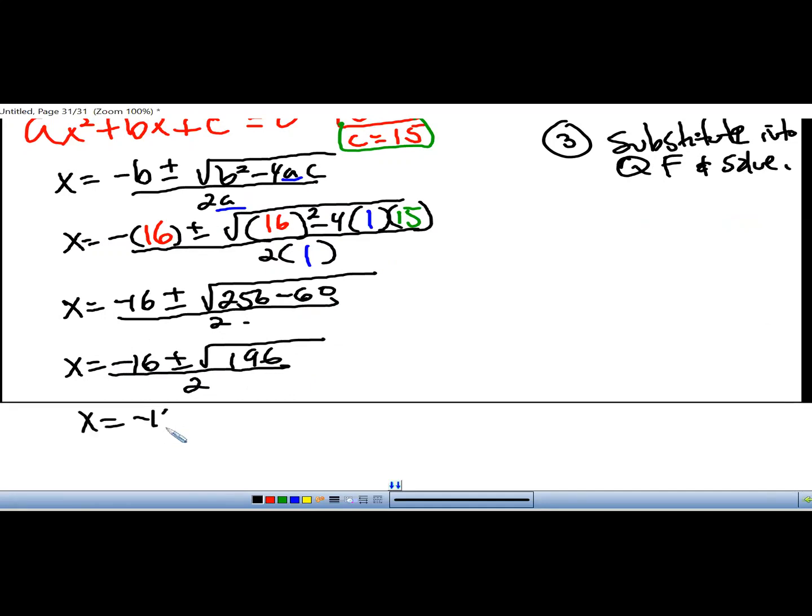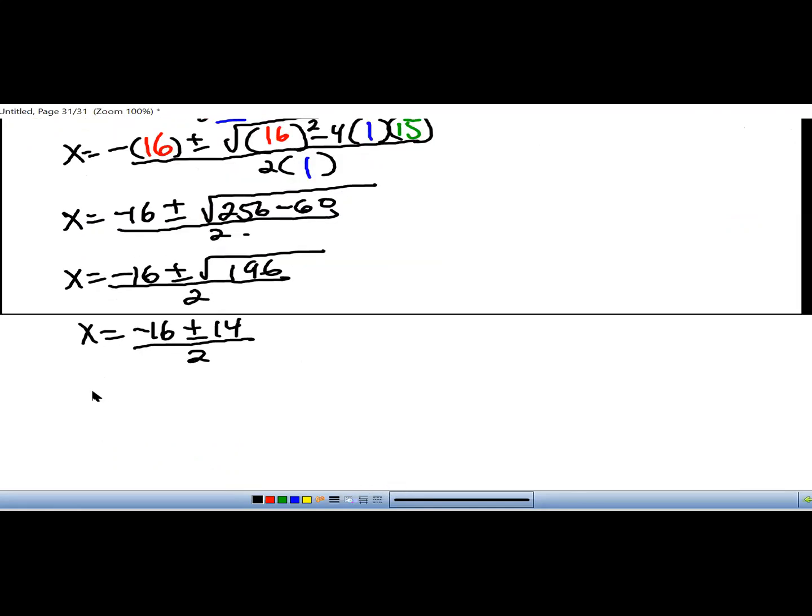X equals negative 16 plus minus. What is square root of 196? Well, that is 14, and all that over 2. Next, at this point I can simplify this fraction. What is negative 16 divided by 2? That's negative 8 plus minus. What is 14 divided by 2? That is 7. Does this look familiar?